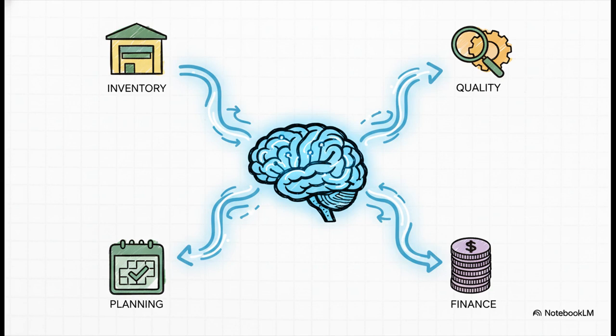So yeah, it's not just another feature you click on. It really becomes the central nervous system for your whole production line. It's sending and receiving signals between quality, inventory, planning, and finance, and it creates this perfectly coordinated, intelligent operation.